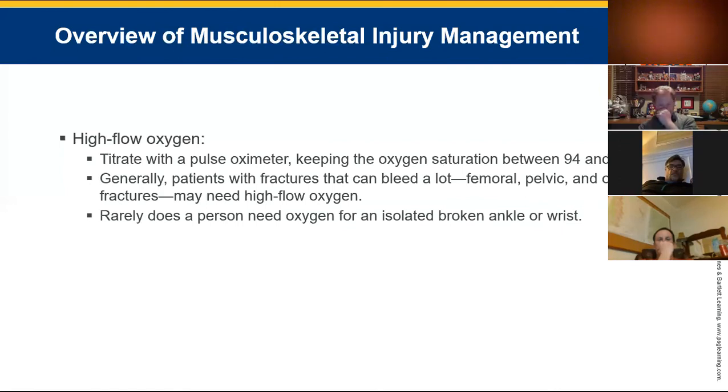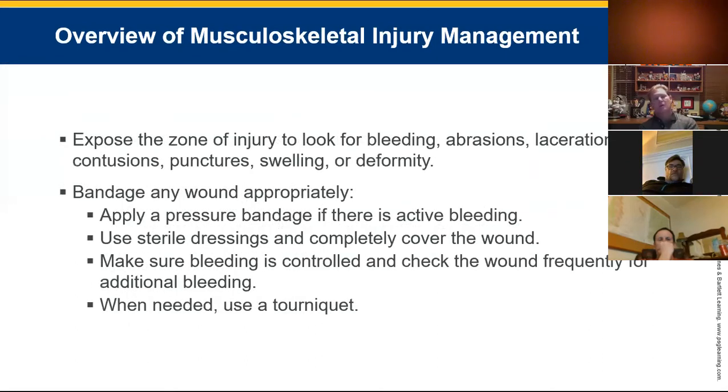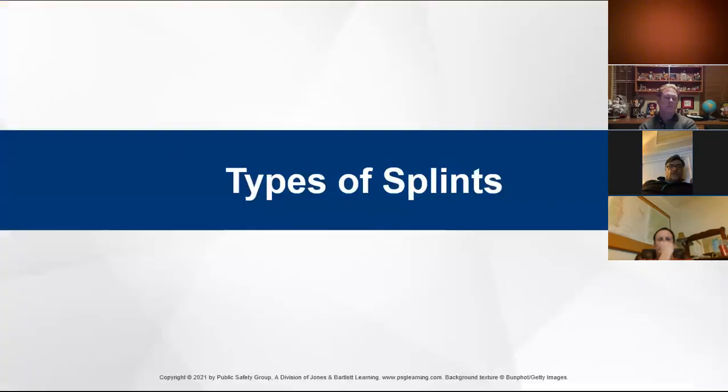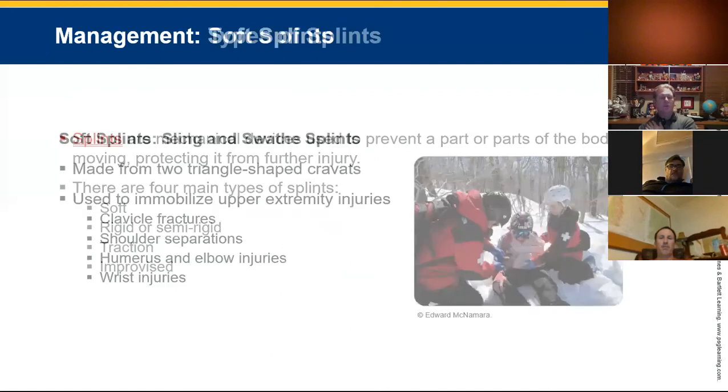So I think after this, like I said, it's just repeating what we've been going over all night long. There you go, types of splints. So we have soft, rigid, traction, improvised. So if we can move through these.